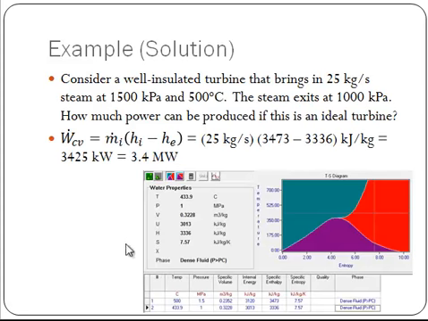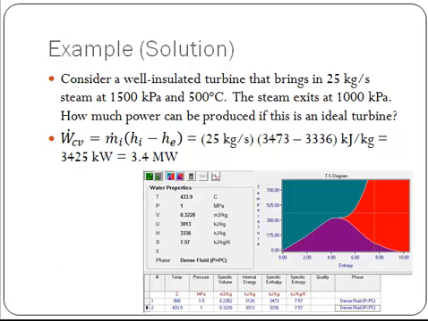Now I got this data from a data source software, and so what I found is at 500 degrees C and 1.5 megapascals, the inlet enthalpy is 3473. And if I use this value of entropy, 7.57, with the pressure of 1 megapascal, I get an enthalpy of 3336. Plugging those numbers in, I come up with roughly 3.4 megawatts of power ideally produced.